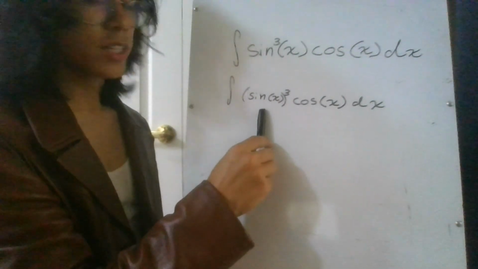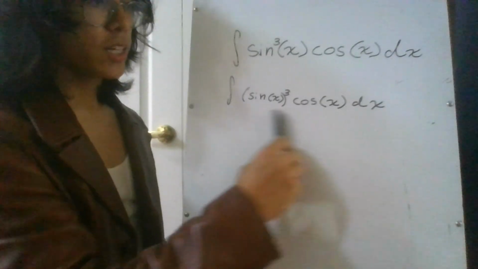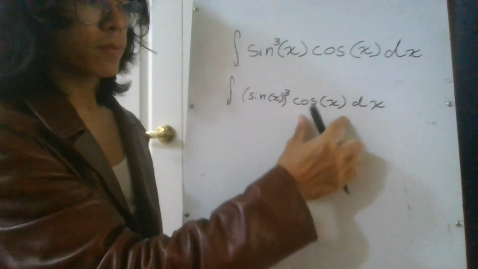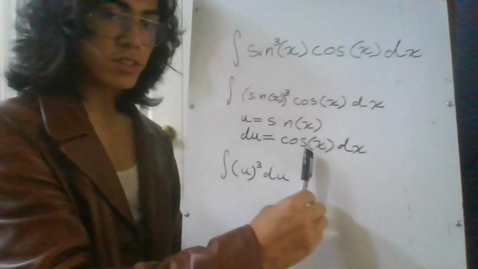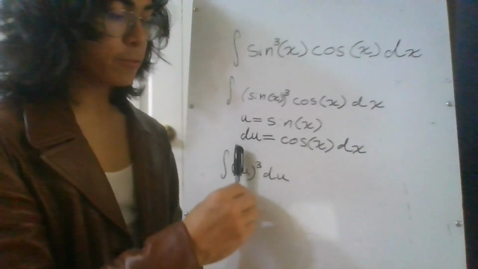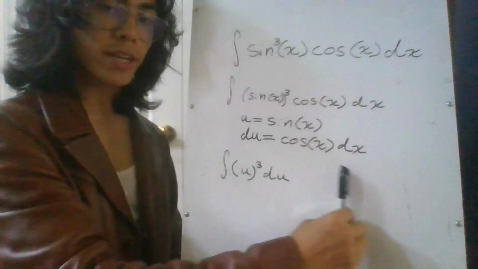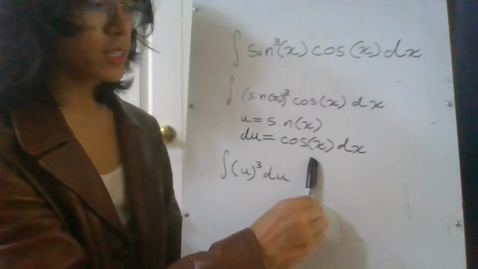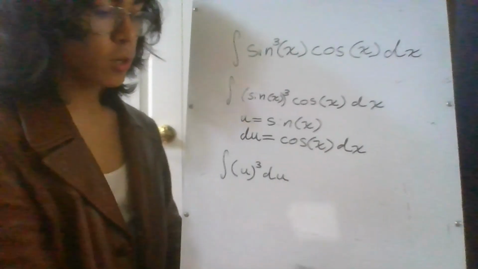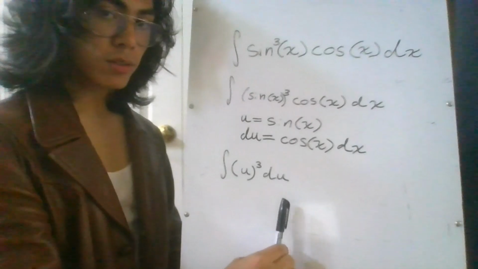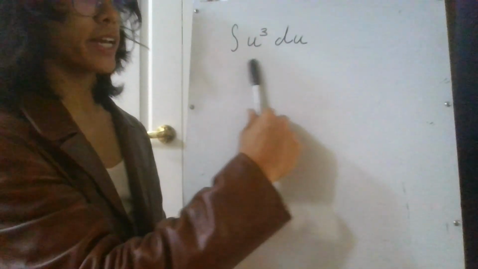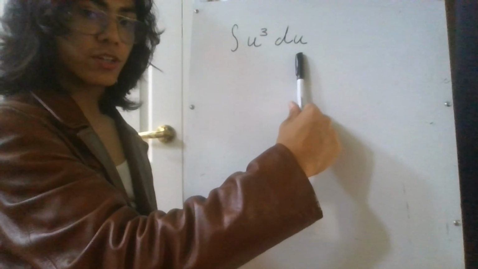Remember that the inner function here, g of x, is right next to its derivative, g prime of x. By setting u equal to sine of x, this implies that the differential of u equals cosine of x dx. We then plug this information into our equation, which gives the antiderivative of u cubed du. Note that we are now integrating with respect to the variable u.